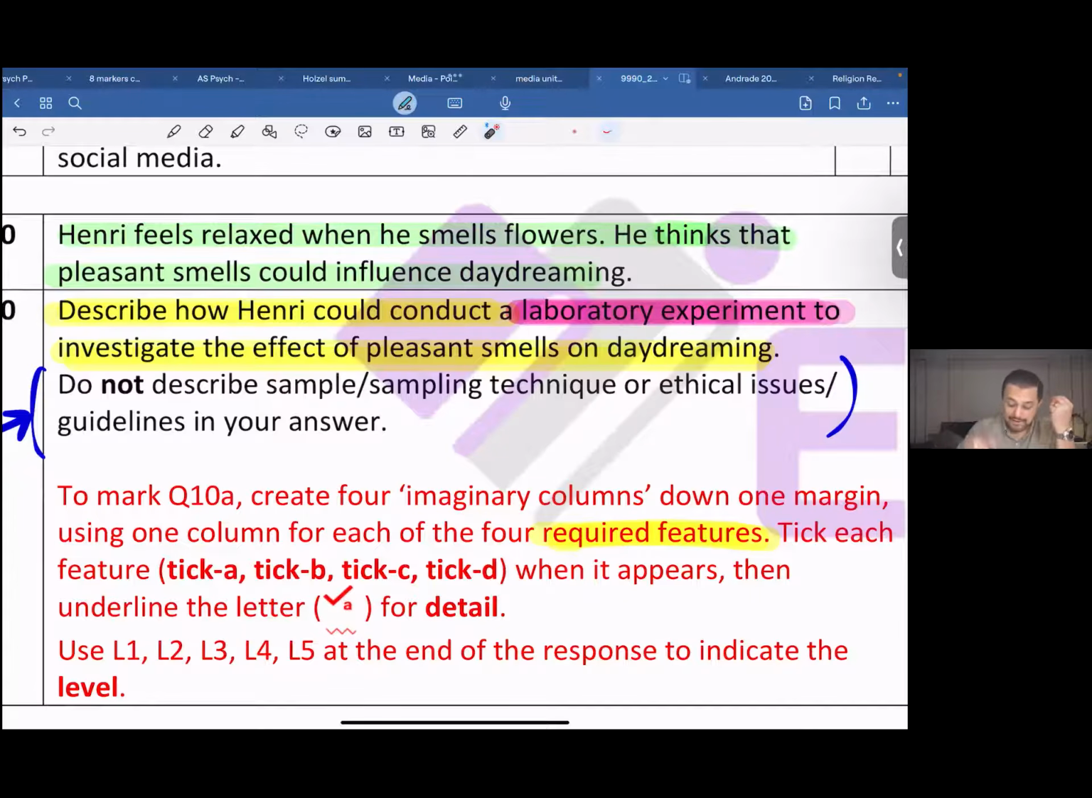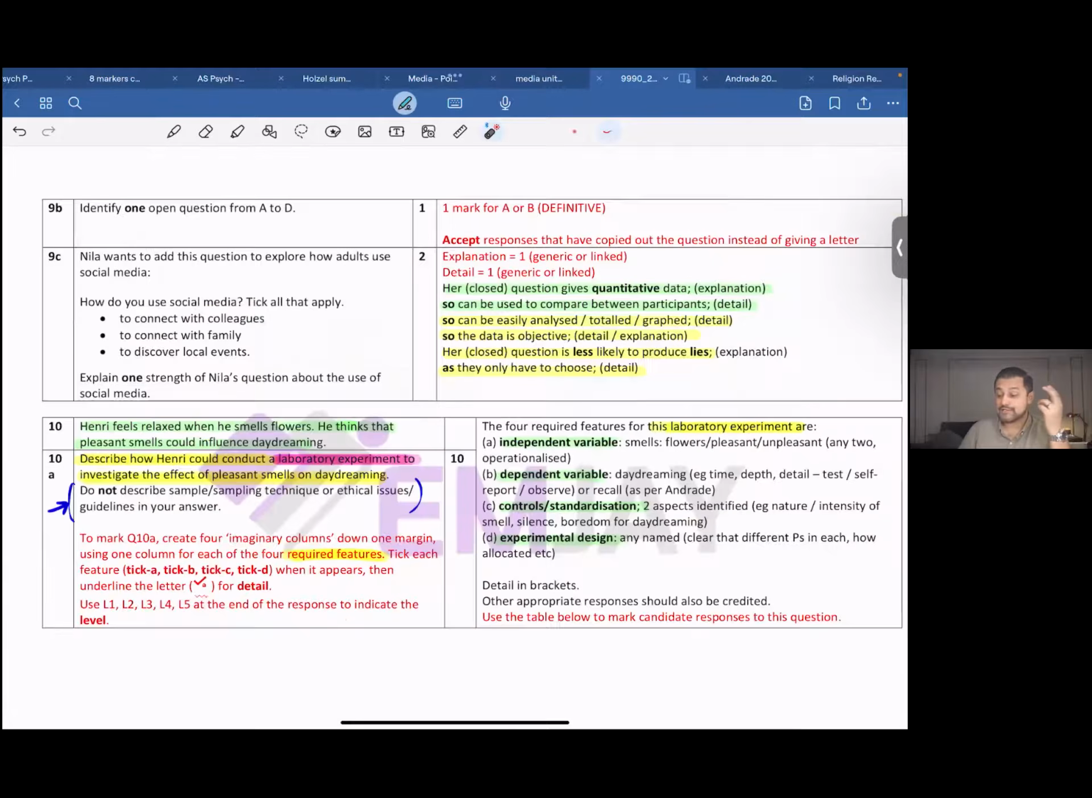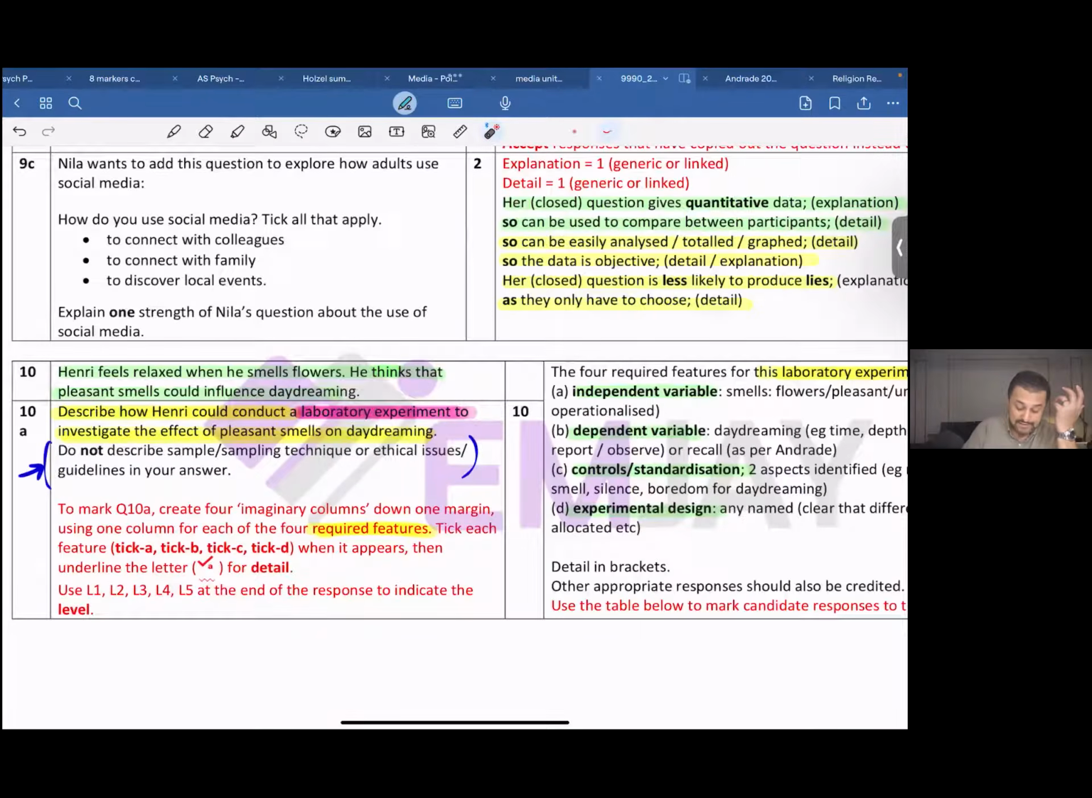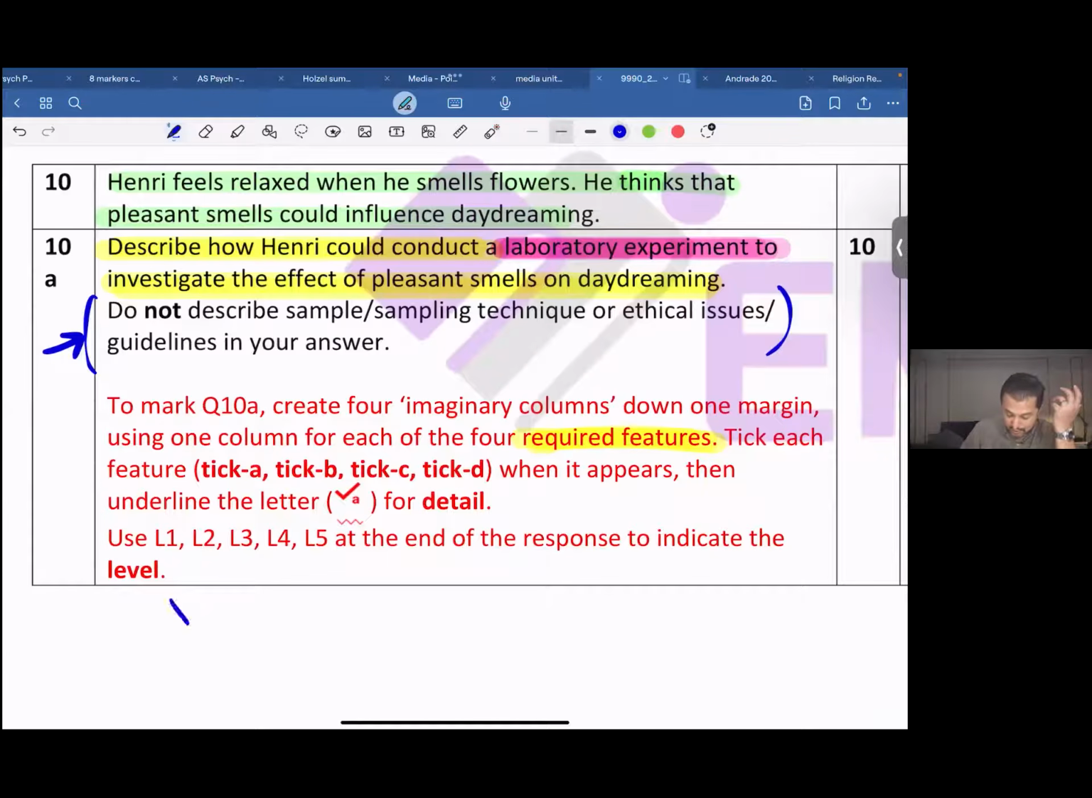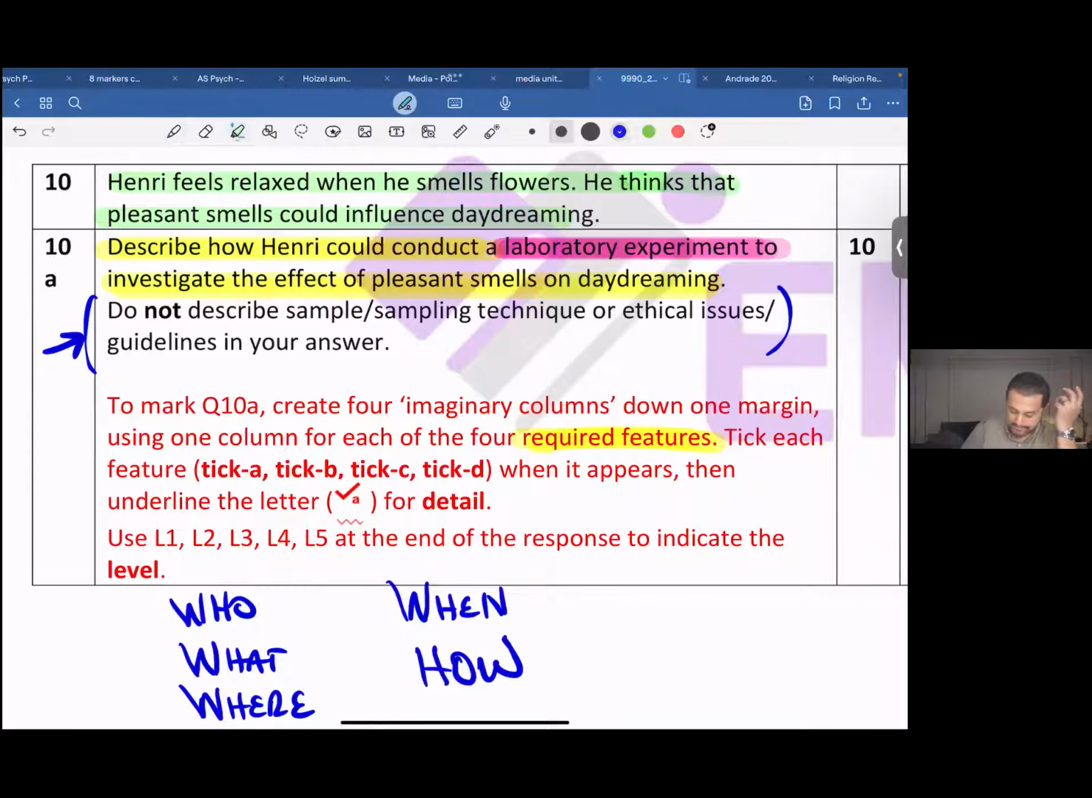It does not, right? Now, like I suggested, go back and have a look at the questions from previous past papers, that could be helpful. You'd see these features being mentioned over here: who, what, where, when, how. How being the most important part. This is the procedure, how you plan on conducting your research.